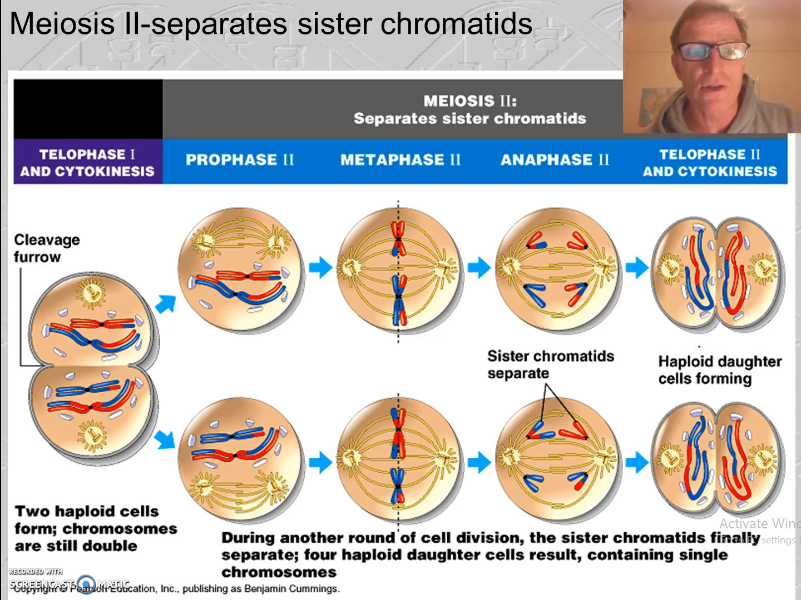Meiosis 2 basically is similar to mitosis in that we have two haploid cells from meiosis 1 because they only have 2 chromosomes. We have to separate the sister chromatids. So we're going to go through basically the same process of lining them up at the equator in metaphase, anaphase, pulling them apart, and then dividing those 2 cells into 2 more cells each for a total of 4 cells. So there we go, there is meiosis.